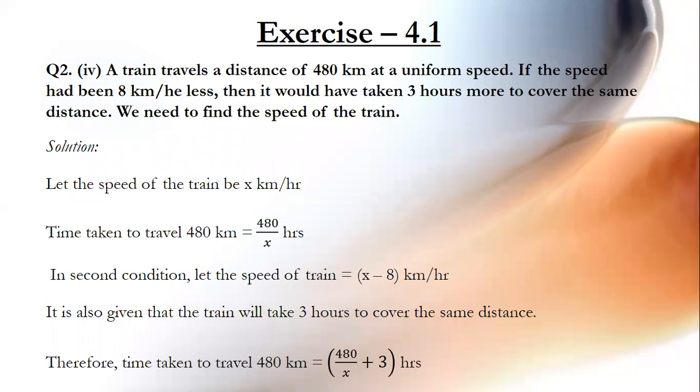So time taken to travel 480 kilometers is 480 divided by x hours. In the second condition, let the speed of the train be x minus 8. So if the speed had been 8 kilometers less, it is also given that the train will take 3 hours more to cover the same distance. So the time will be 480 by x plus 3, the time taken plus 3 hours.